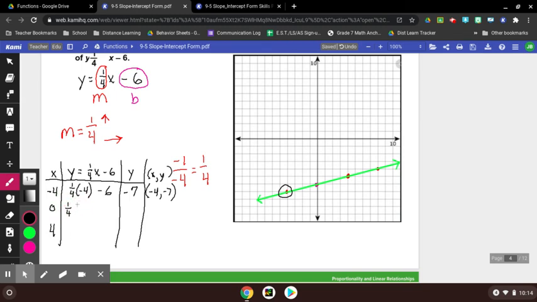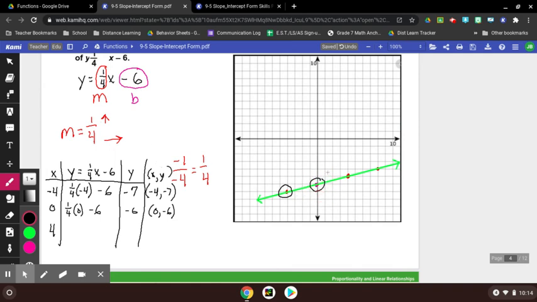If I had 1/4 and I multiply that by 0 and then subtract 6, 1/4 times 0 is 0. 0 minus 6 is -6. I would be at (0, -6), which makes a lot of sense because when the x value is 0, that means we're on the y-axis, and it's at -6 where we said it crosses. So that's our second point.